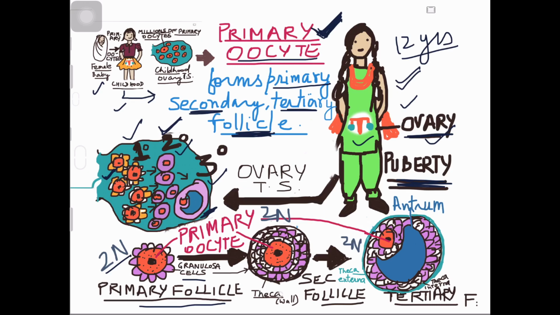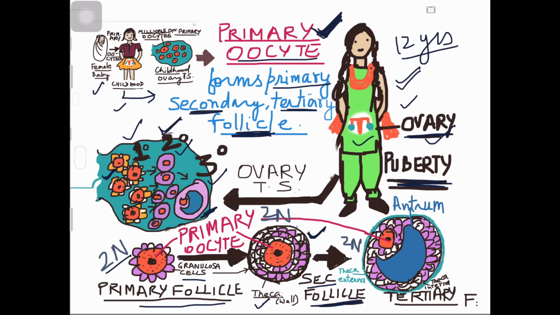After this, it changes into the secondary follicle. It matures further during puberty, you can say, and a theca or wall can be seen, as you can see outside. New development, and many layers of these granulosa cells can be seen. These purple cells can be seen, and finally inside, the primary oocyte, that is orange colored, is lying.